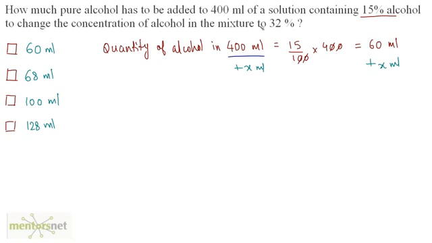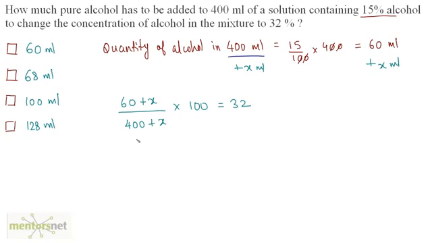Now the required percentage is 32%. So if I take the new percentage of alcohol over this solution, I'll get 32%. So I can write 60 plus x alcohol out of 400 plus x milliliters. If I take the percentage, I should get 32. So we have to find out how much amount of alcohol must be added. So this can be simplified now.